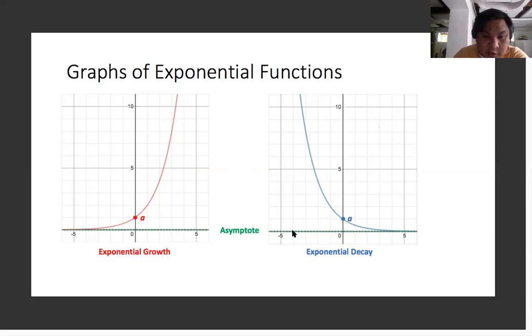Take note, horizontal lines have expressions y equal to something. Vertical lines, on the other hand, have expressions x equal to something. The reason is that for a horizontal line, the y-coordinates are all the same. The y-coordinate at this point would be the same as the y-coordinate at that point, and also at this point, all of them being y equal to 0. That is why the asymptote for an ordinary exponential growth and decay function is y equal to 0.